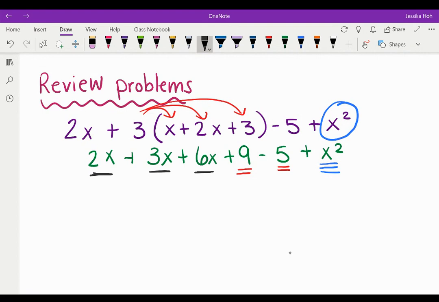So I have 2x plus 3x is 5x. 5x plus 6x is 11x. I have 9 minus 5, which gives me 4. Then I'm going to bring down the x squared. This is as far as you can go. So this would be your final answer.